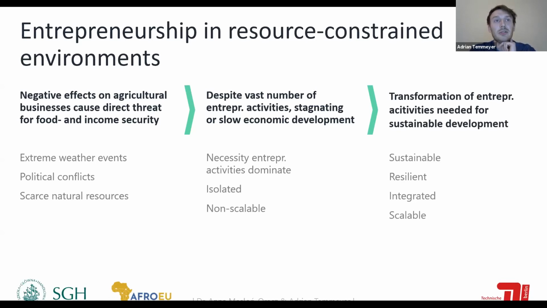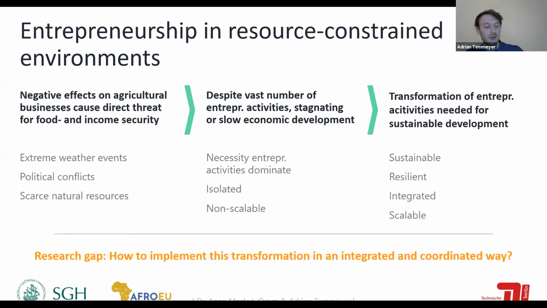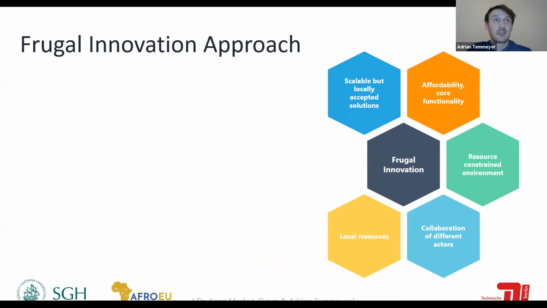It's needed to transform them into sustainable, resilient, integrated, and scalable ones in order to achieve regional development. So the approach we try to find to stimulate such entrepreneurship is the frugal innovation approach, which seeks to inclusively develop scalable but locally accepted solutions for and with bottom of the pyramid consumers in resource constrained environments.